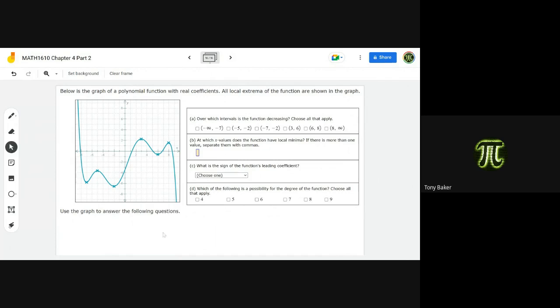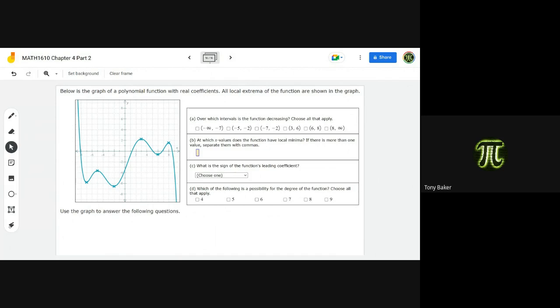All right, so this is one of those topics that looks very complicated because it has a bunch of stuff that it wants from it. But again, a lot of things look more complicated than they are when you have no clue what they're talking about. So this one's going to give you a graph, which makes your life a little bit easier. It's going to ask you some information about it. In this case, the first one's saying, over which intervals is the function decreasing? So we're looking at ones where the line's going down, basically.